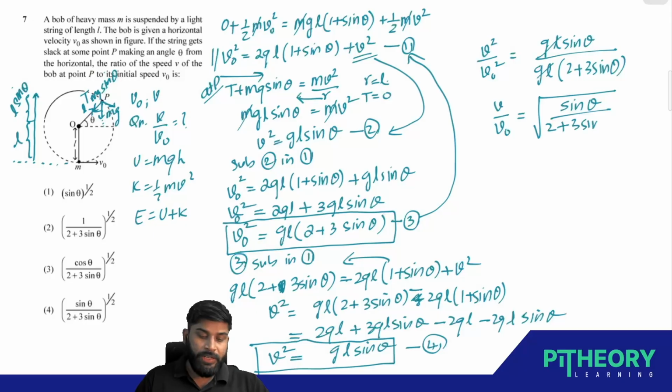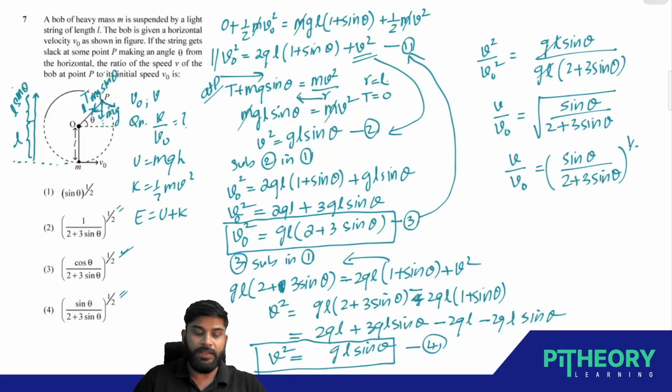Or coming to the notation that you can see in the problems, right? Root is nothing but to the power half. So we can write V by V naught equal to what? Sine theta divided by 2 plus 3 sine theta whole to the power half. And that is our answer here. And which one is it? Option sine theta divided by 2 plus 3 sine theta. So the fourth option will be the correct answer.